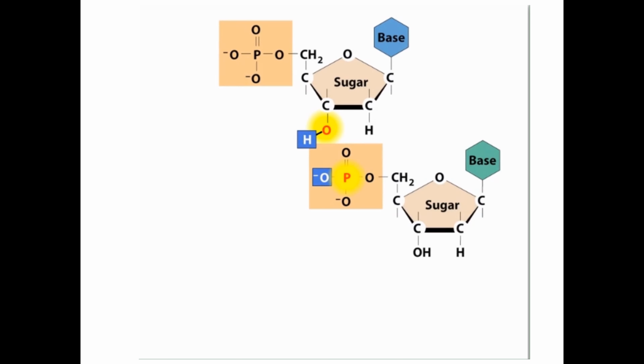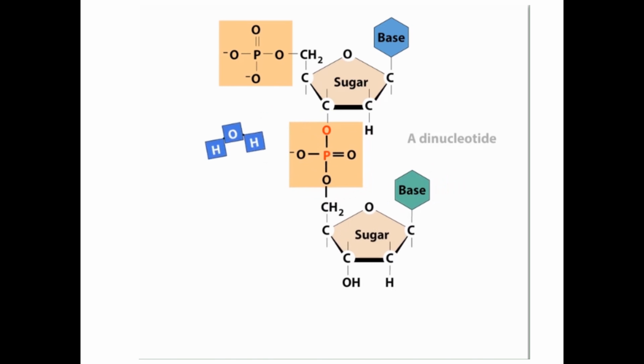Two nucleotides are connected by a phosphodiester linkage. Two nucleotides can be joined by a reaction in which the hydroxyl oxygen from one nucleotide's sugar reacts with the phosphate atom in the phosphate group of another nucleotide.